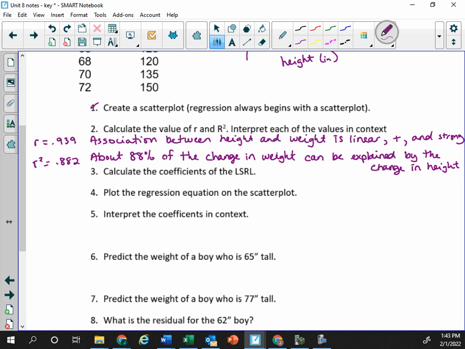Again, guys, I know I'm writing small. If you can't read something, just tell me, okay? So anytime you're doing this, what does the R squared value tell us? It's the percentage of change in your Y value that can be explained by the change in your X value. Okay, so you'll put the context in there, but every time that's what you're doing when I say interpret the R squared value.